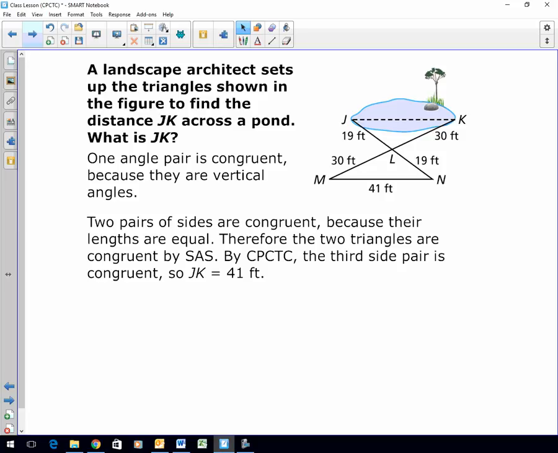All right, here we go. We've got another one here. Let's see what we notice about this. What do you notice about the distance? The problem: a landscape architect sets up the triangle shown in the figure to find the distance JK across the pond.